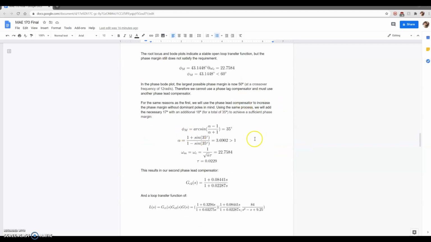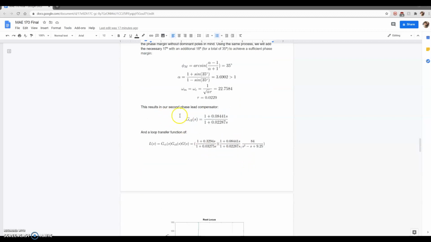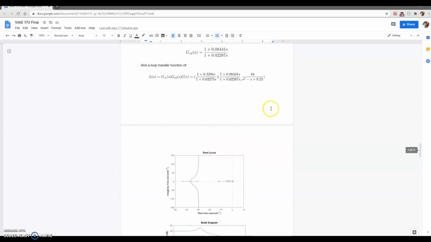I'd use the same steps to design it, except now the crossover frequency is at 22.7 radians per second, and with the same process I get an alpha of 3.69, which is also greater than 1, so it satisfies the lead compensator requirements, and then a tau of 0.0229. So this is our second lead compensator and our new loop transfer function, which I plotted here.